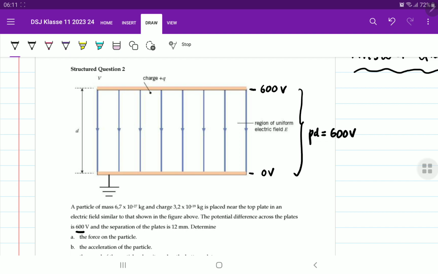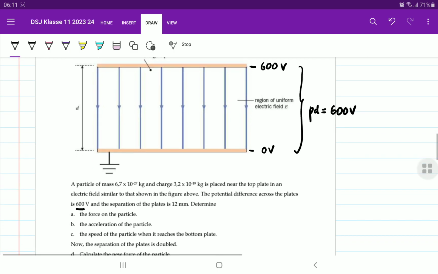Now, what happens here is that we have a particle, and that is exactly the question here. We are going to talk about the motions of a particle inside a homogeneous electric field. A particle, let me read the question.